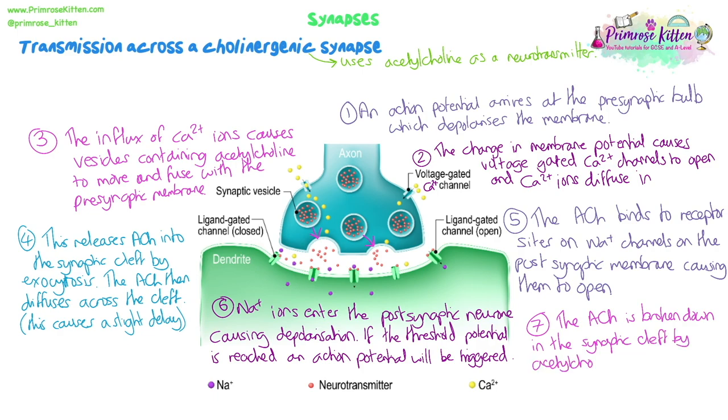So it breaks it down into ethanoic acid and choline, or acetic acid and choline, and those two are then actively transported back in to the presynaptic neuron, and what it'll do is it basically rejoins them back again to make acetylcholine and stores it in the vesicle. So it gets recycled, but most importantly, it gets removed, so there isn't this buildup of acetylcholine in the synaptic cleft.